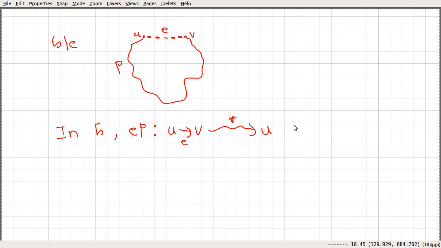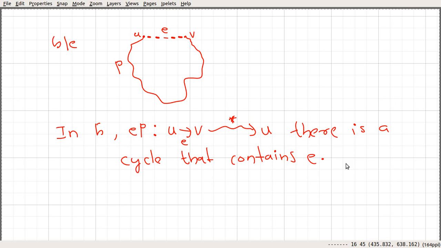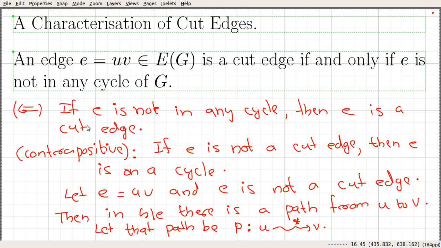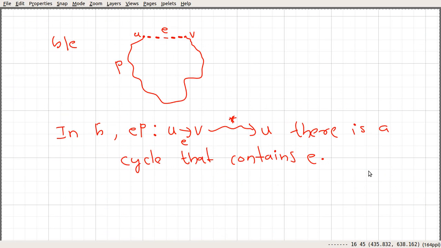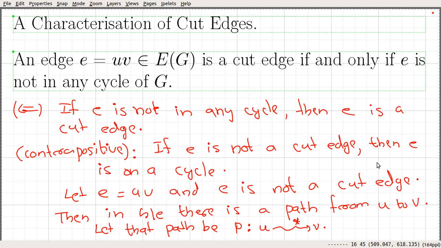So in G there is a cycle that contains that particular edge E, and that cycle is this one, E followed by this path. We are able to prove this direction also, and hence the theorem. That says an edge E is a cut edge if and only if E is not in any cycle of G. We will prove more properties of cut edges in the next few videos.